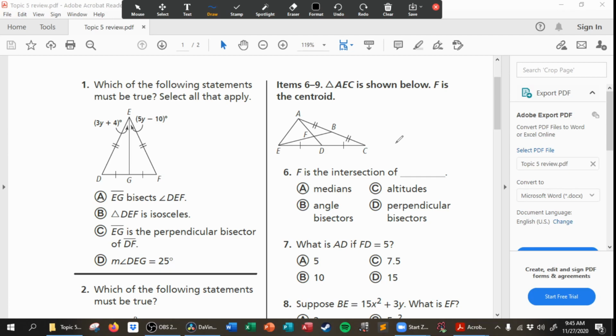This is a select all that apply. So remember on this, it could be none of the answers, all of the answers, or anything in between. So let's start. We have EG bisects angle DEF. There's angle DEF. And EG, to know that that bisects, it would have to mean that these are congruent. And since they are congruent, their angles are congruent. Since this cuts the opposite side in half, this in fact does bisect angle DEF.